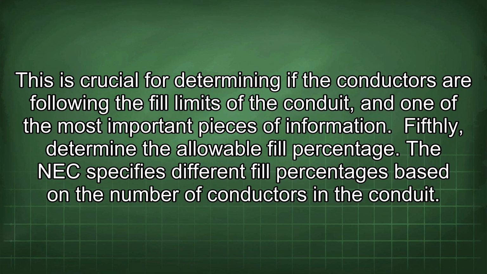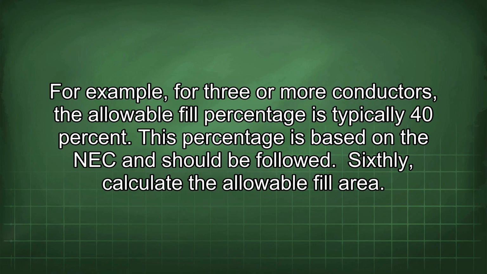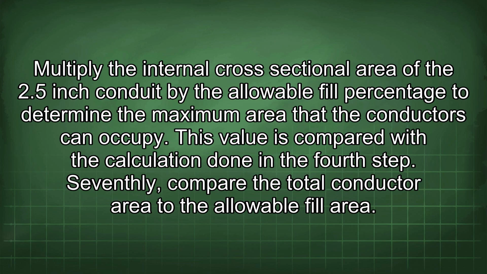Fifthly, determine the allowable fill percentage. The NEC specifies different fill percentages based on the number of conductors in the conduit. For example, for 3 or more conductors, the allowable fill percentage is typically 40%. This percentage is based on the NEC and should be followed. Sixthly, calculate the allowable fill area. Multiply the internal cross-sectional area of the 2.5-inch conduit by the allowable fill percentage to determine the maximum area that the conductors can occupy. This value is compared with the calculation done in the fourth step.